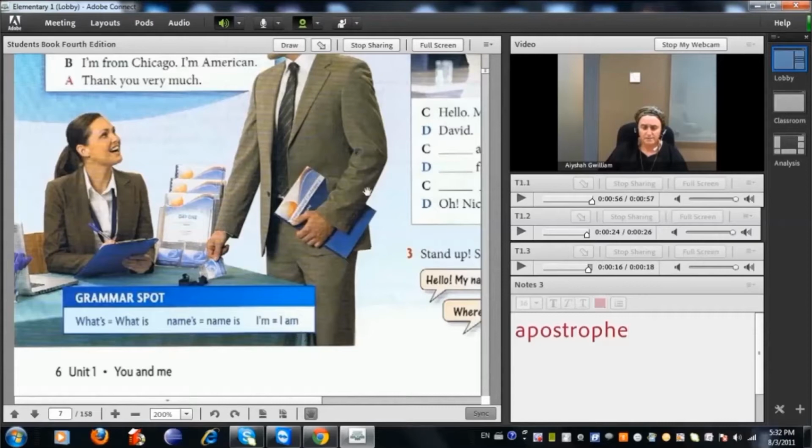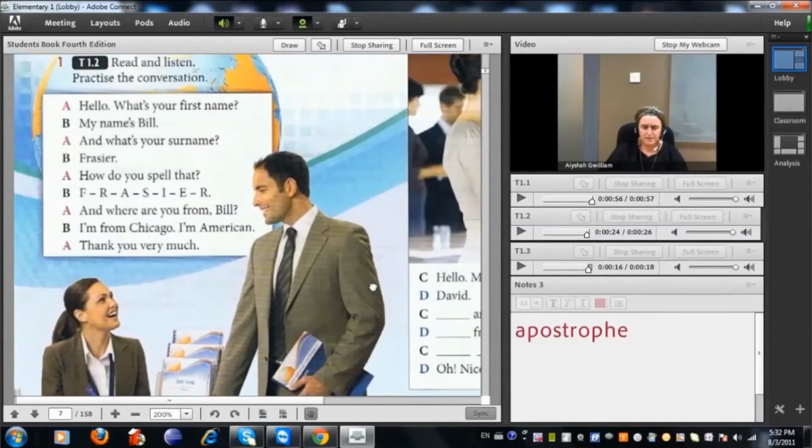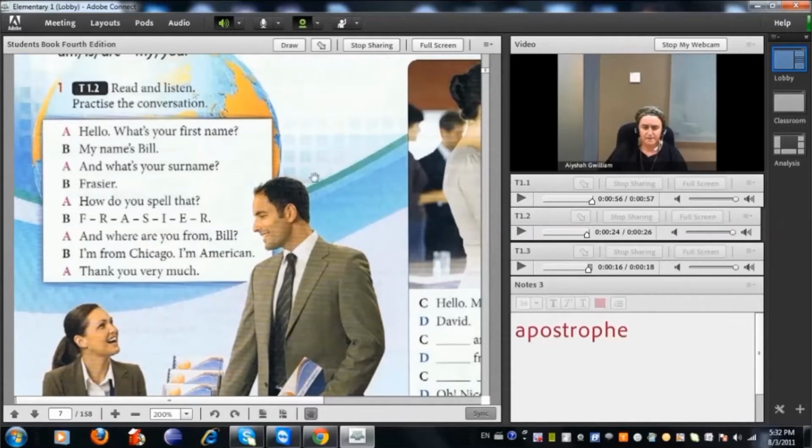Let's look back at the text. Can you see these short forms in the text? Here's the first one, what's. Here's the next one, names. And the next one, what's. And here down we have this one, I'm. These are called short forms.